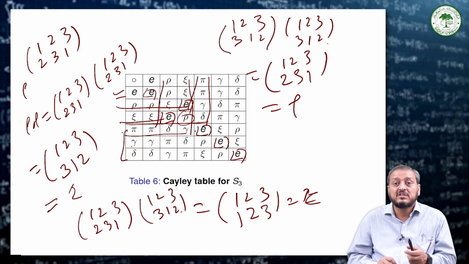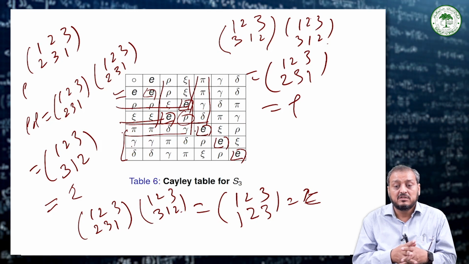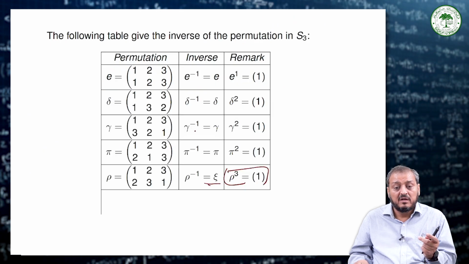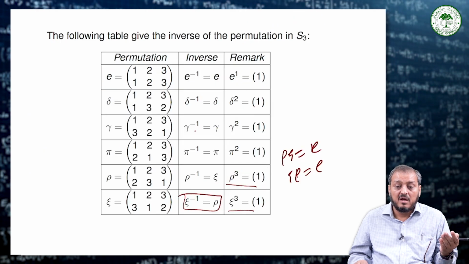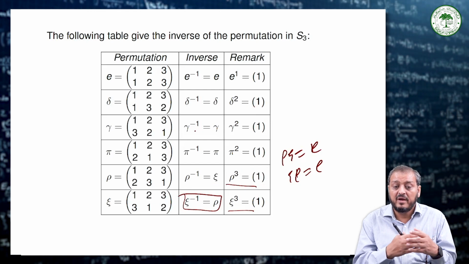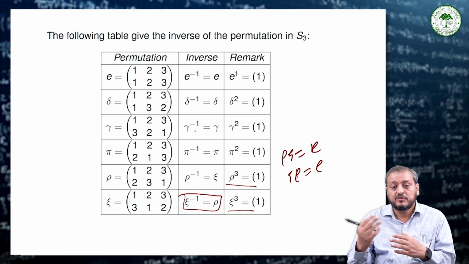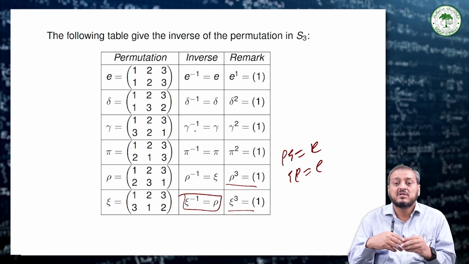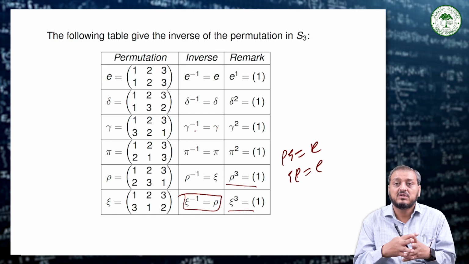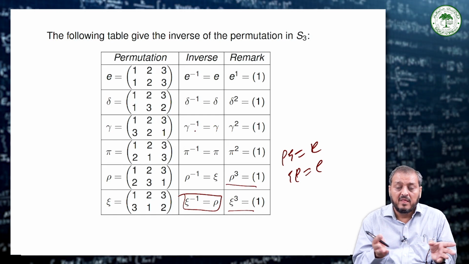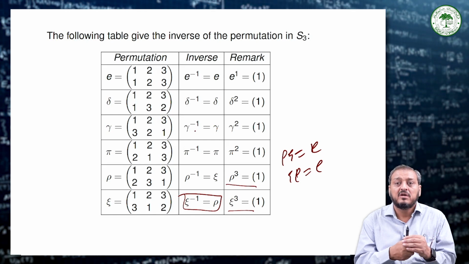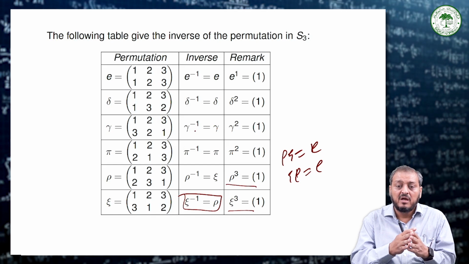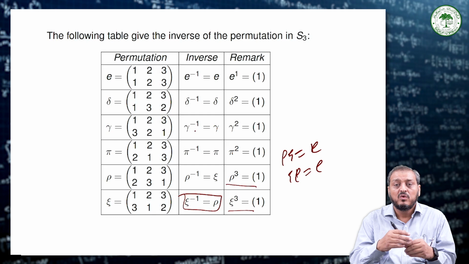So clearly S3 forms a group, and we can also find that the inverse of all the elements is itself except rho and zeta. The inverse of rho is zeta, and the inverse of zeta is rho. So we have discussed the details of S3 as a group under the composition of permutations. Now I stop today's lecture here.